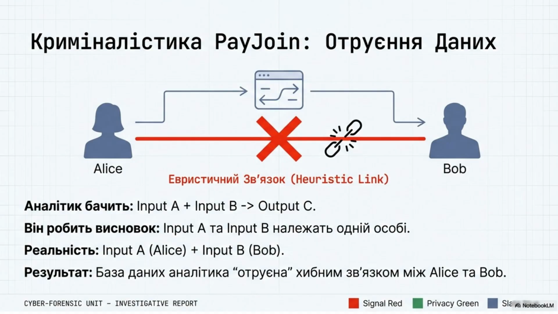PayJoin forensics involves data poisoning. An analyst sees input A plus input B, resulting in output C, and concludes A and B belong to the same person. In reality, input A is Alice's and input B is Bob's. The result is that the analytics database is, quote, poisoned, with a false heuristic link between Alice and Bob.